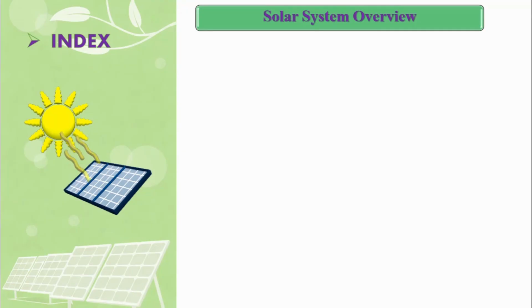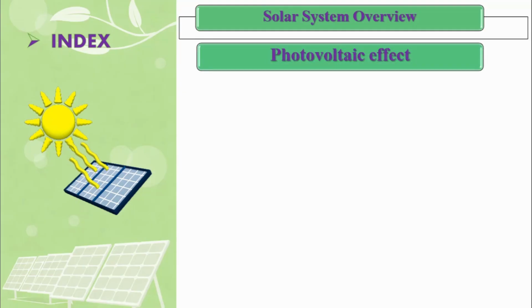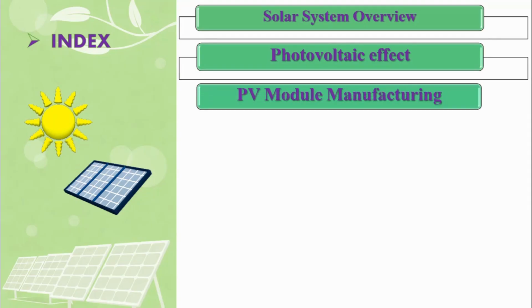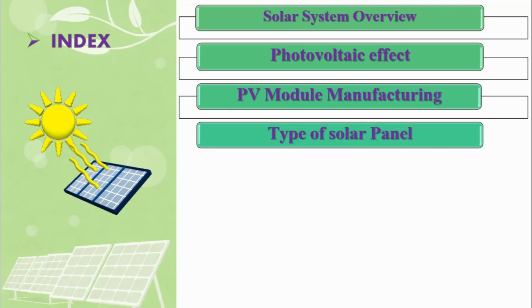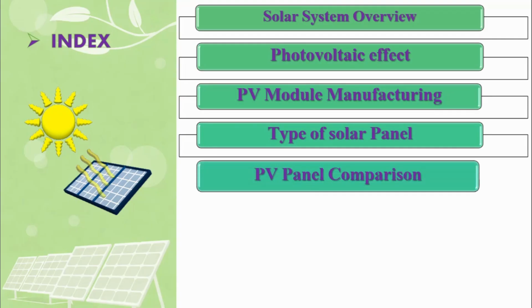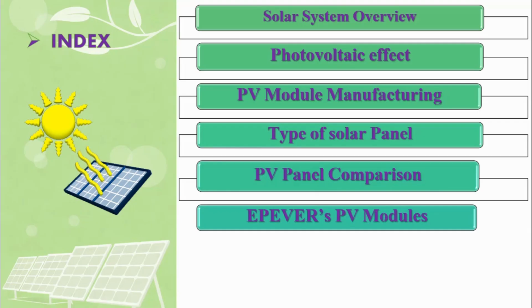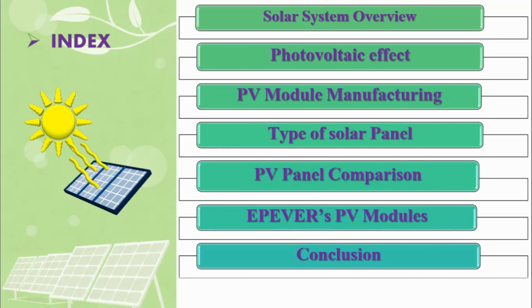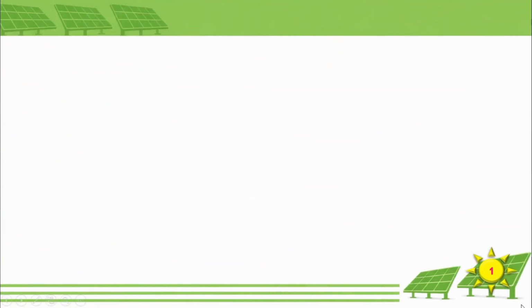The topics we'll be covering in this lesson are as follows. We'll review solar systems, explain the photovoltaic effect, and examine how PV modules are made together. The different types of solar panels will be discussed, and we'll compare the various types of solar panels. The Apowar brand solar panels will be introduced and presented, and finally we'll have a conclusion.